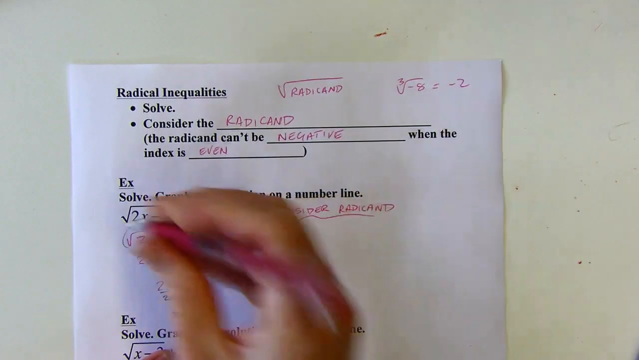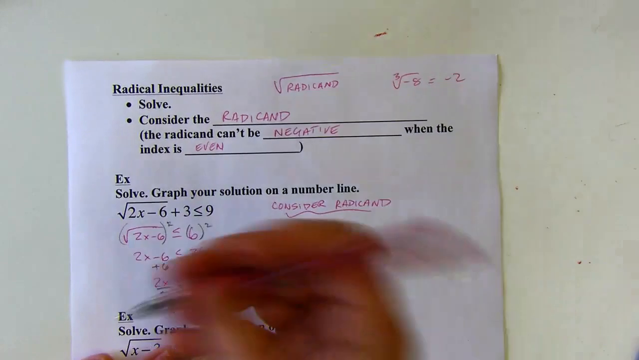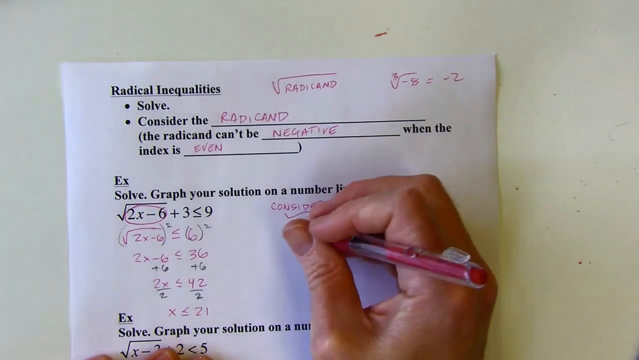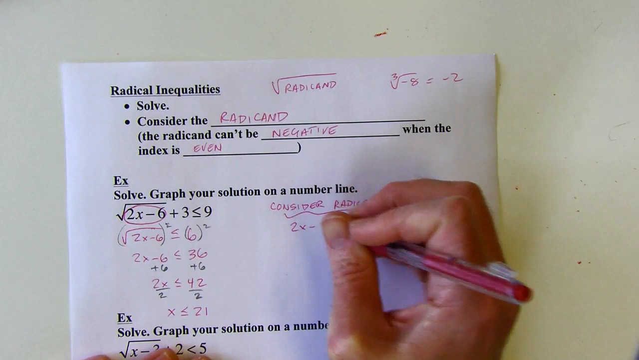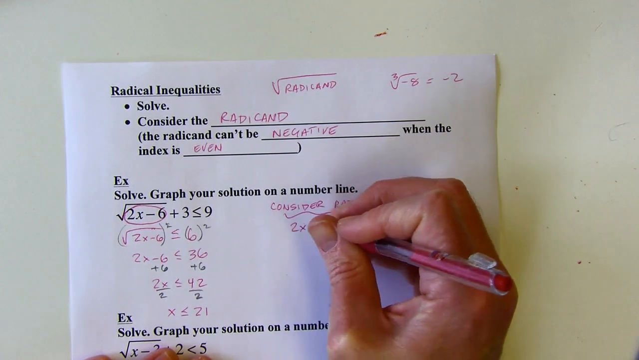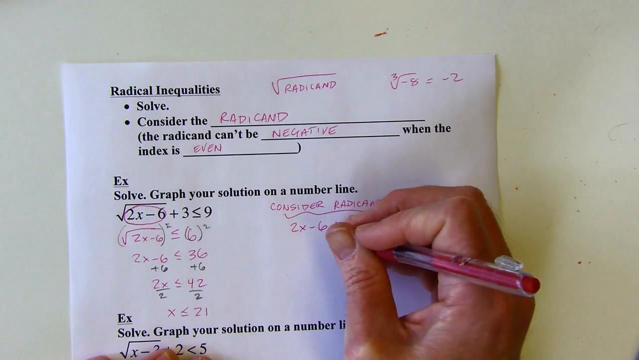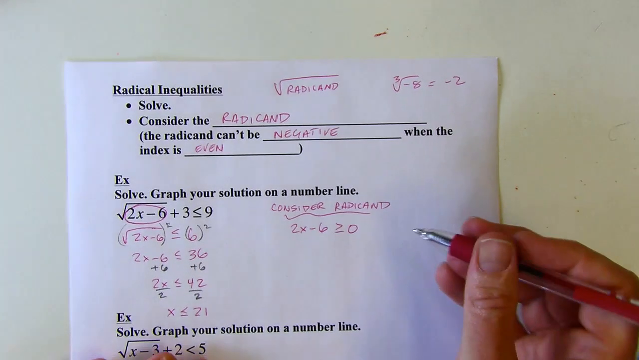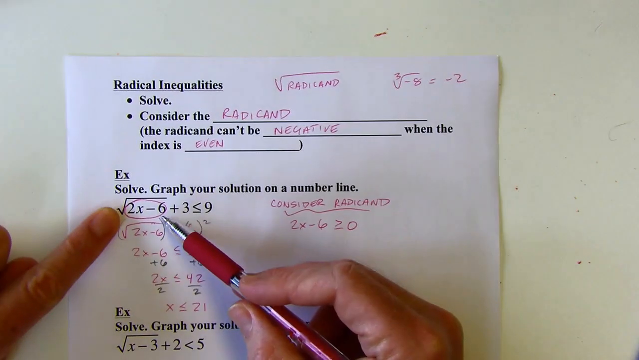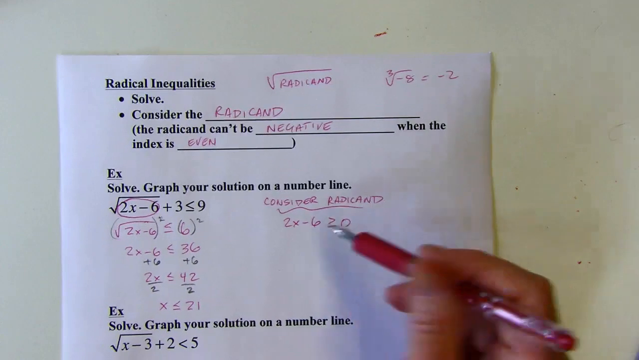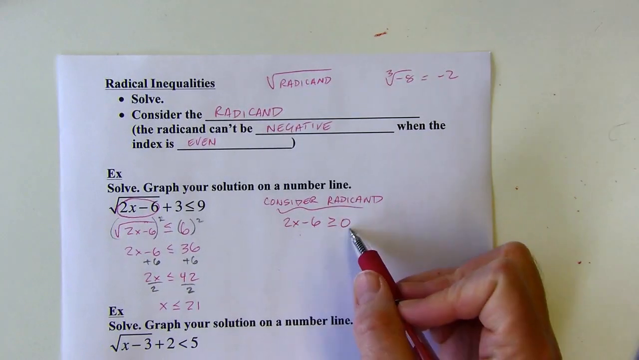Whatever is underneath the radical in the original equation, here that's the quantity 2x minus 6. 2x minus 6 can't be negative. So if it can't be negative, it has to be greater than or equal to 0. It could be 0. Nothing wrong with having 0 underneath a radical. The square root of 0 is 0. But if you have a negative, then that's imaginary. So this is another way to say the radicand can't be negative.